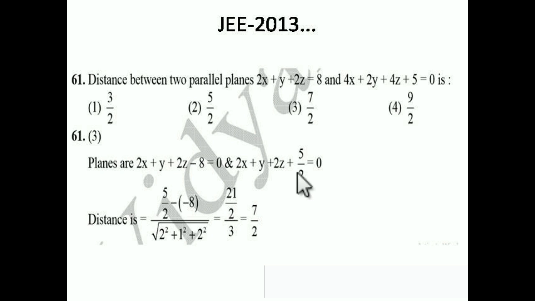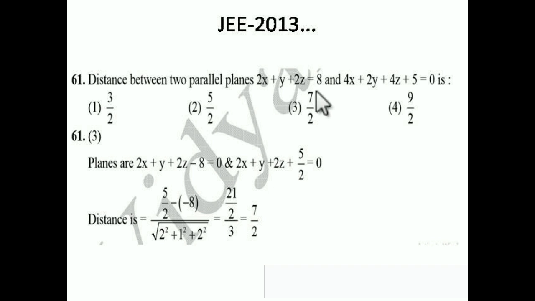Here d1 minus d2, that is 5 by 2 minus 8, that is 5 by 2 plus 8, that is 21 by 2, upon square root of a square plus b square plus c square, that is 2 square plus 1 square plus 2 square. So it comes out as 9, and square root of 9, we all know that it's 3. So after simplification, the answer is 7 by 2. The right option is 3.